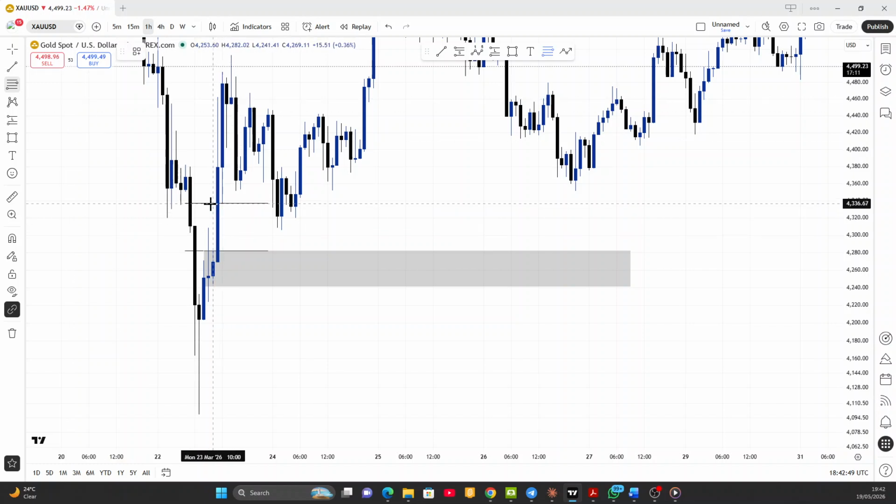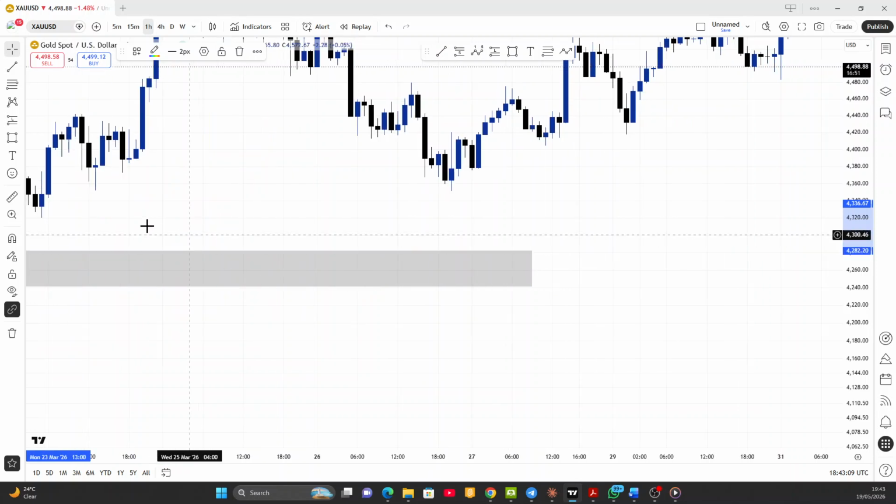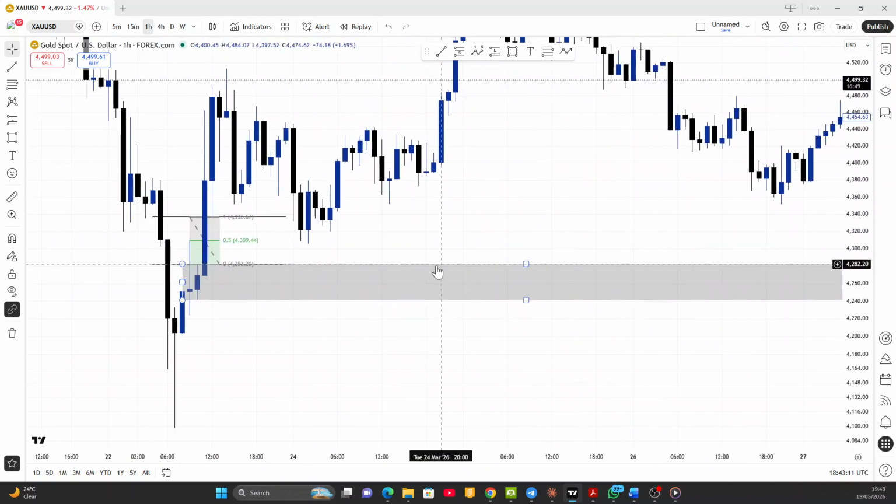I click on the beginning of the gap here, that is under candle 3, and I drag it, moving my mouse to this point where the gap began. So you see that? Let me zoom it out so that you can see what we just did.